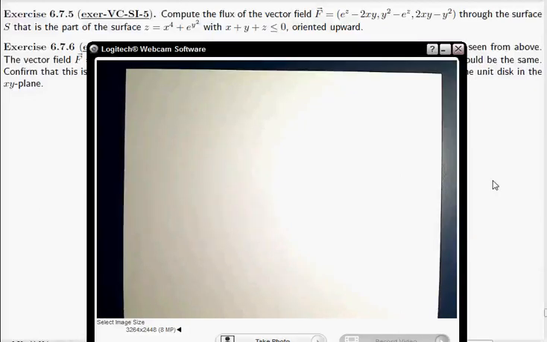So, we're thinking surface independence is likely, given where we are in it. Nevertheless, the point is that we're trying to compute flux. We have a vector field given. We have a surface given, and this is a weird looking surface.